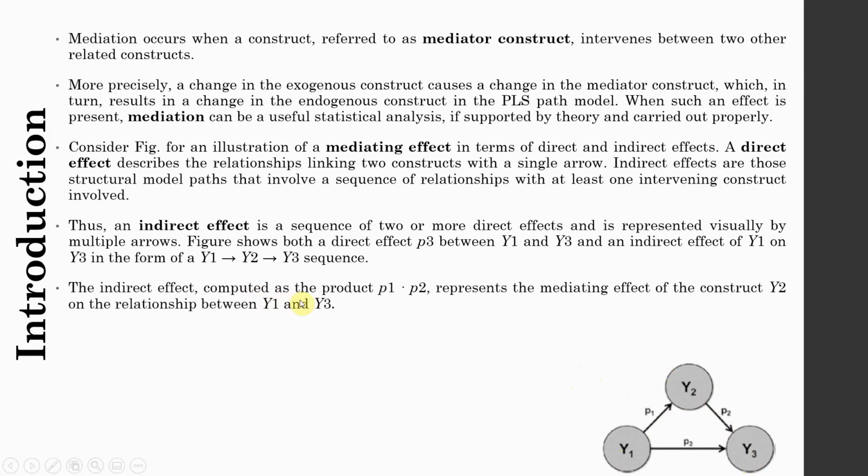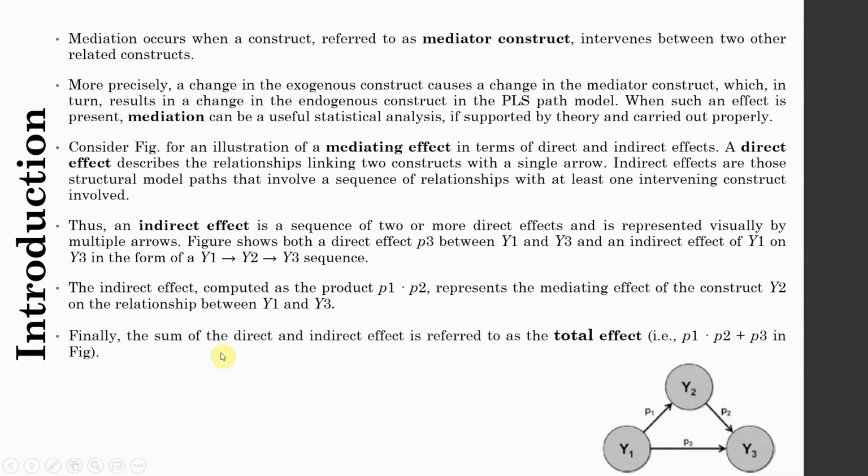The indirect effect is computed as the product of P1, the direct effect between Y1 and Y2, and P2, the direct effect from Y2 to Y3. This will give you the mediating effect. Finally, the sum of direct and indirect effects is referred to as the total effect. So the impact of Y1 on Y3, that is your path P3, and the indirect effect that you got from multiplying P1 with P2, the sum of both will give you the total effect.